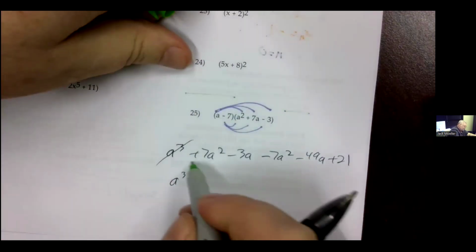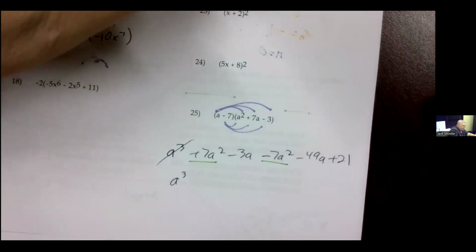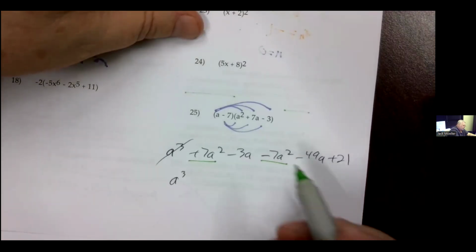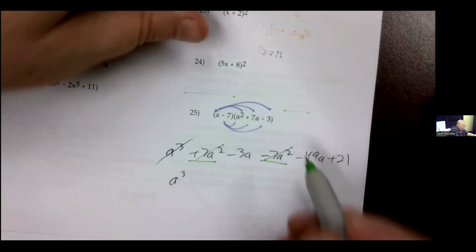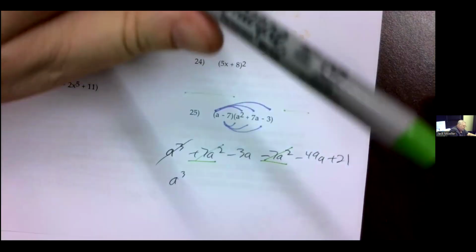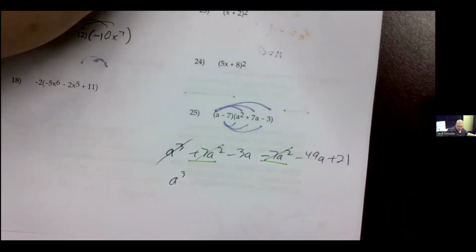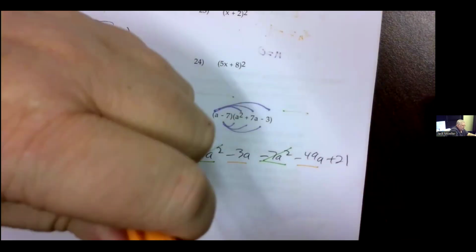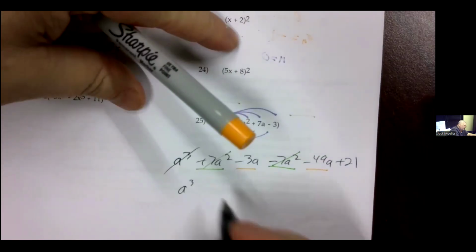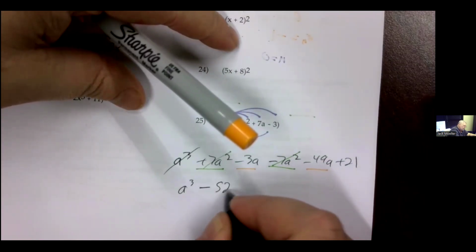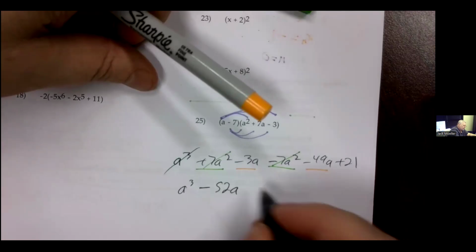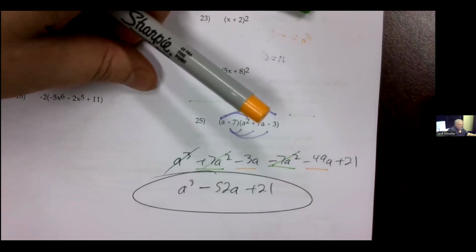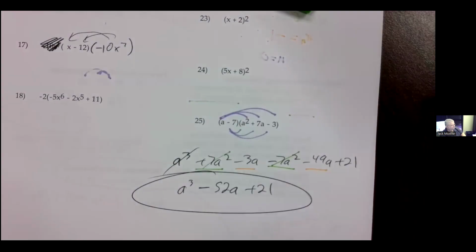Let's see, I've got plus 7a squared minus 7a squared. What happens there? Well, those cancel each other out. We've got plus 7 minus 7, so there is no a squared in our final answer. For the a's, we got minus 3a minus 49a. Minus 3 minus 49 is minus 52a. Again, if you need to, grab a calculator and double check. And then the only constant we have is plus 21. They're all unlike terms, so we're done.